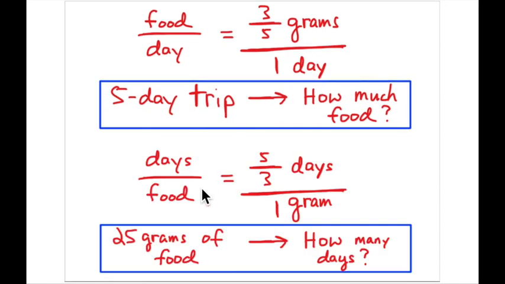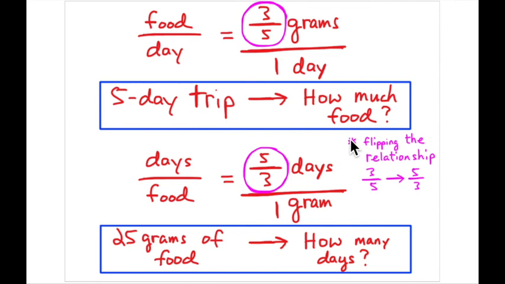On the other hand, what if you have a certain number of grams? Let's say you have 25 grams of food. How many days is that going to last? Well, it's 5/3 days per gram. So 1 gram will last 5/3 days. That's 1 2/3 days. And we're going to get into this in more detail. So it's 25 times that. So it'd be 25 times 5 divided by 3. So it'd be 125 thirds days for the 25 grams.